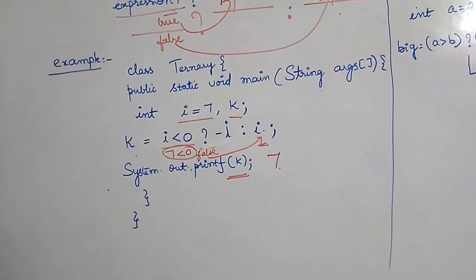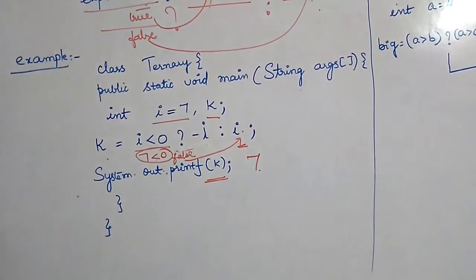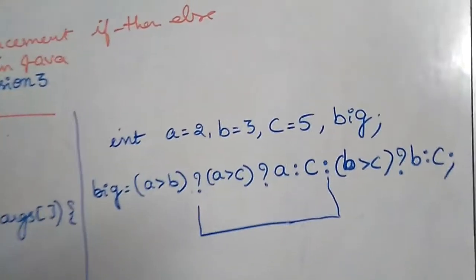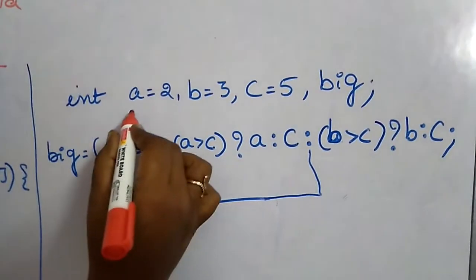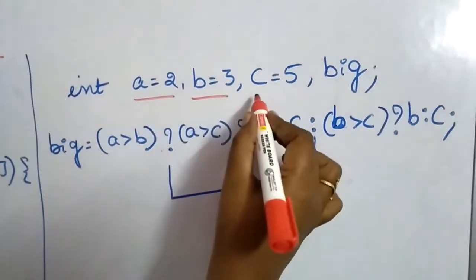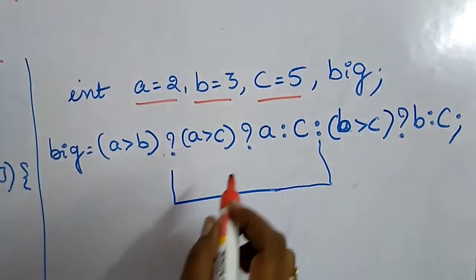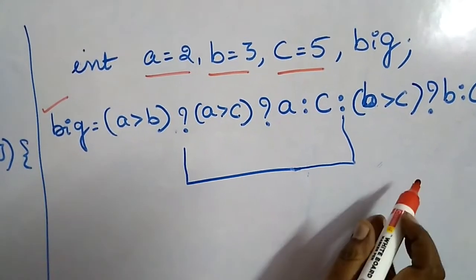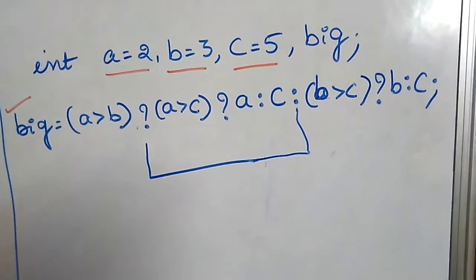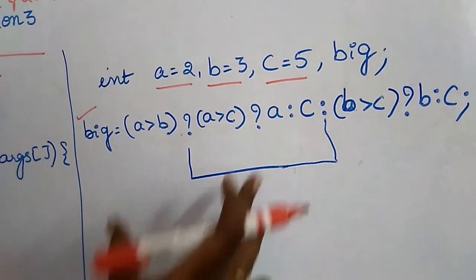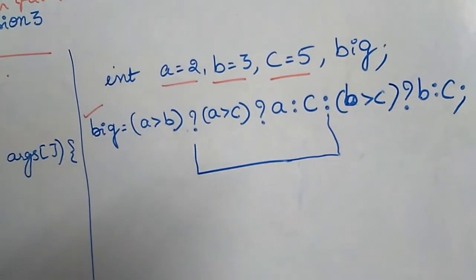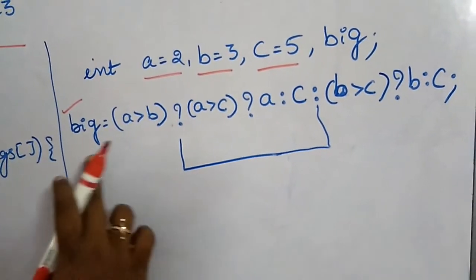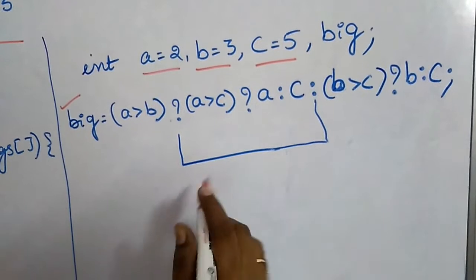You can also nest ternary operators. How can you do that? I have written a simple logic here to find the greatest among 3 numbers. I have taken 3 numbers, a is equal to 2, b is equal to 3 and c is equal to 5, and see how simple the logic is. It is just one line of code. If you had to write this in if else, it would become a very lengthy program, and tracing your logic would be very tedious. But it is a single line of code.